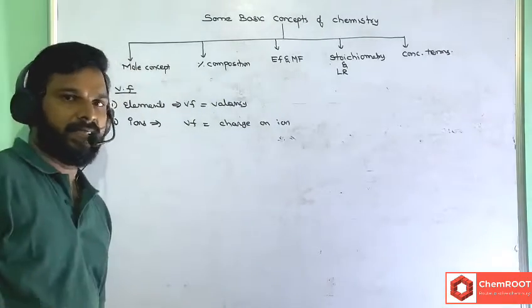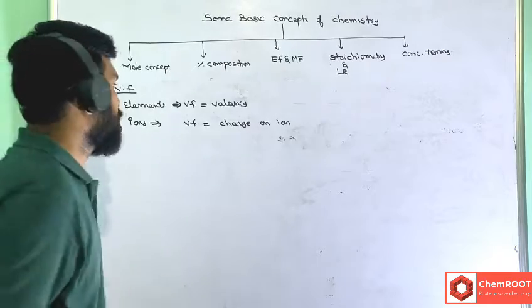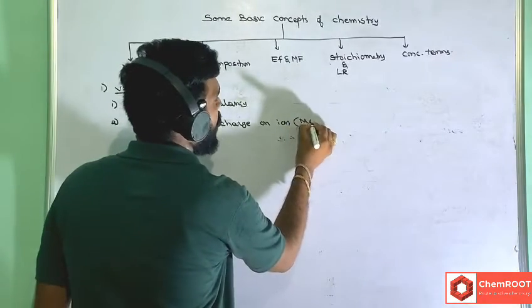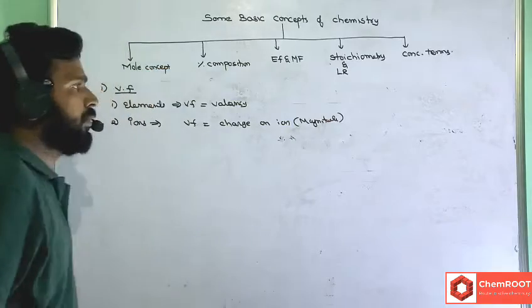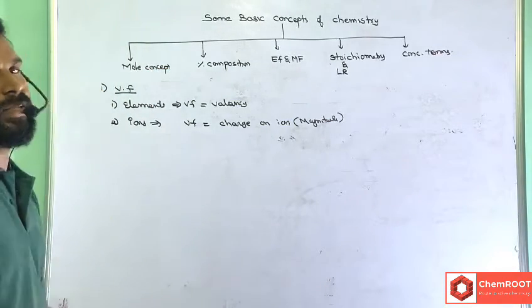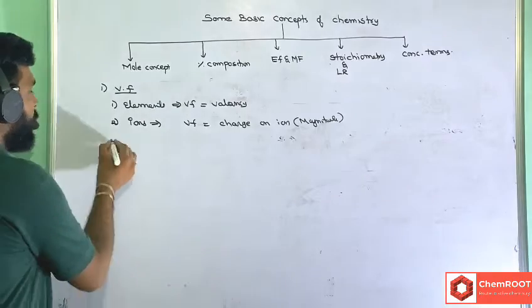Suppose Cl minus is there, that minus 1 is the charge. So the magnitude of charge we have to take. We have to take the magnitude of charge. Okay. So for Ca2 plus, the valency factor is 2. For O2 minus, the valency factor is 2, like that.